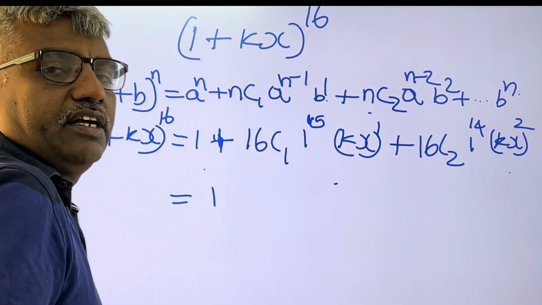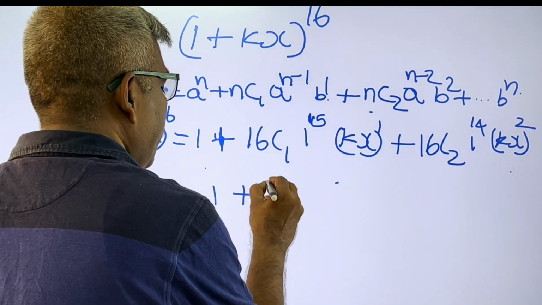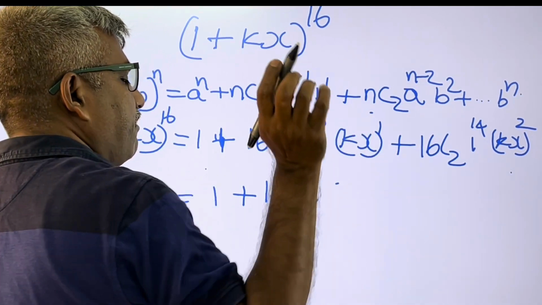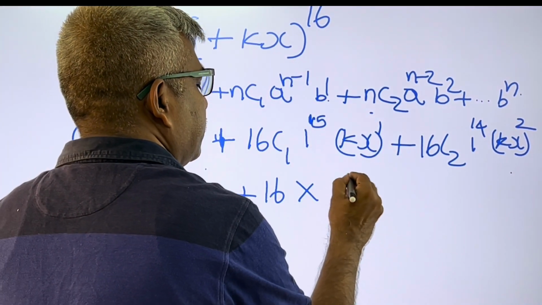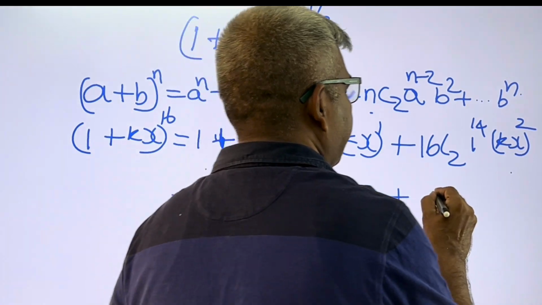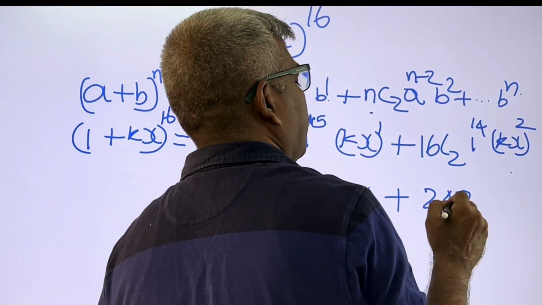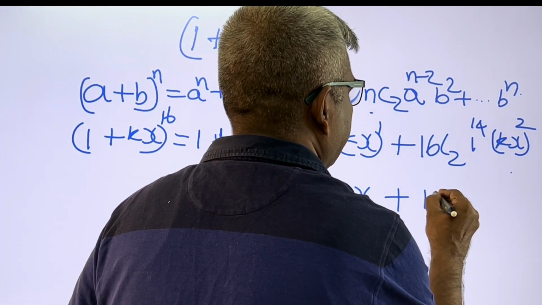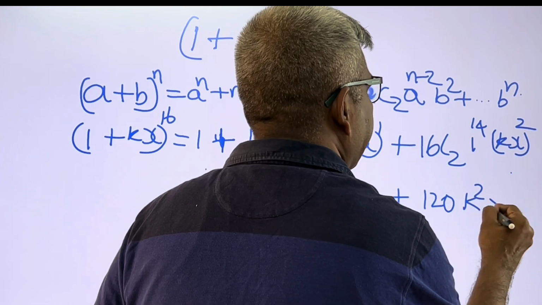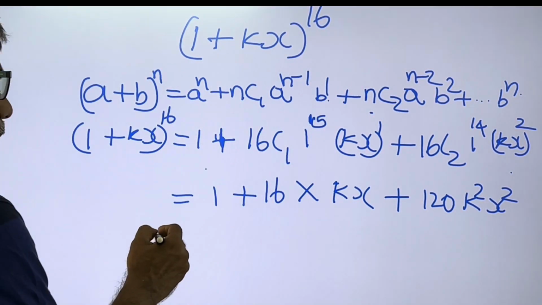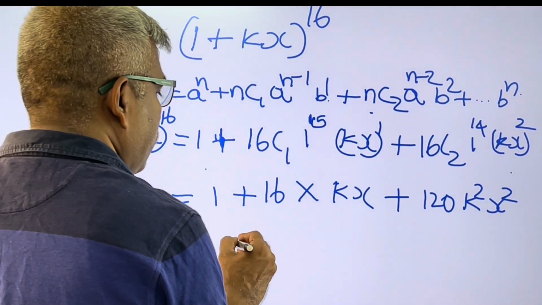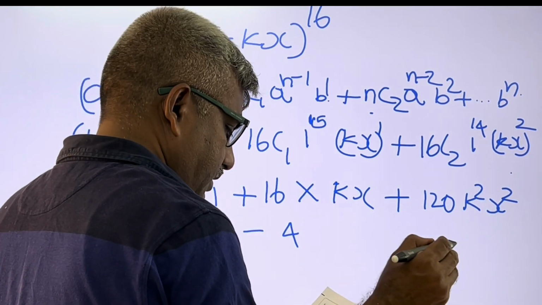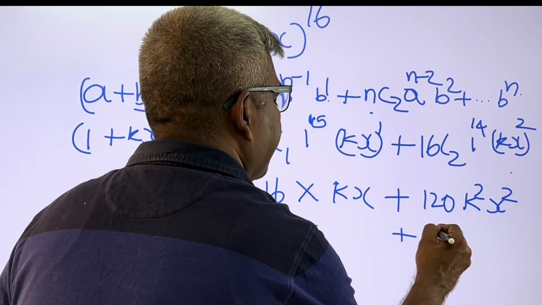Okay, expand it. nC1 is always n, so 16C1 is 16. 1 to the power 15 is 1, times kx to the power 1. 16C2 is 120, not 240, times k squared x squared. This they are comparing with what they have given: 1 minus 4x plus px squared.